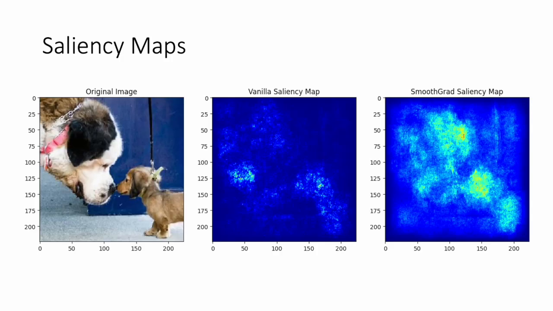Saliency maps highlight critical regions of the input and rely on gradients to determine which pixels impact the model's predictions the most. Here we have an original image, the vanilla saliency map, and the smooth grad saliency map, which is an improvement upon the vanilla ones. We can see from these results what the model is focusing on when it classifies this image.